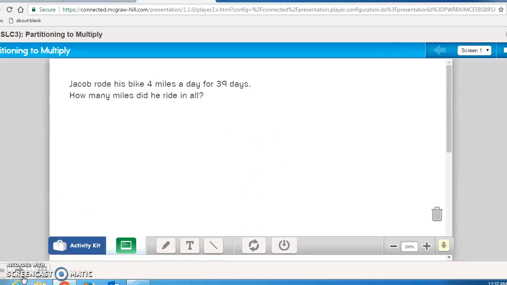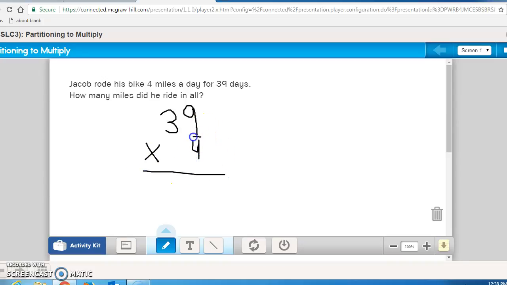So Jacob rode his bike 4 miles a day for 39 days. How many miles did he ride in all? Well, if he went 4 miles for 39 days, that means he had a total of 39 days, and we would multiply that by 4.